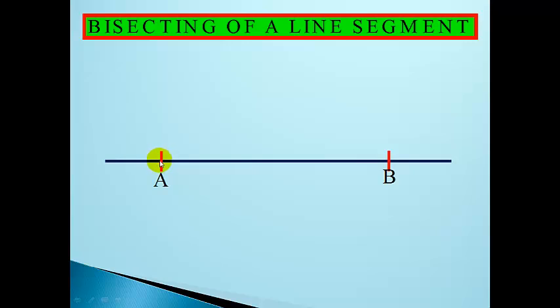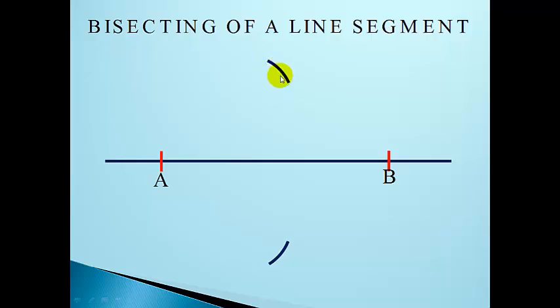You stand at point A with the help of your compass, open to a reasonable radius more than half the distance between A and B, and describe an arc above the line AB and below the line AB as shown. I repeat, you stand at A, open to a radius greater than half the distance between A and B, and describe an arc above the line AB and below the line AB.